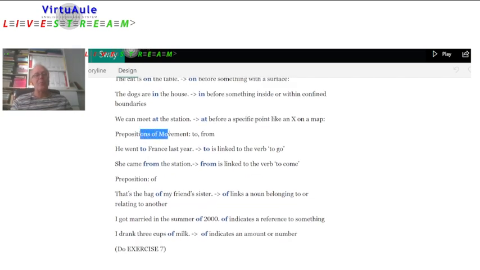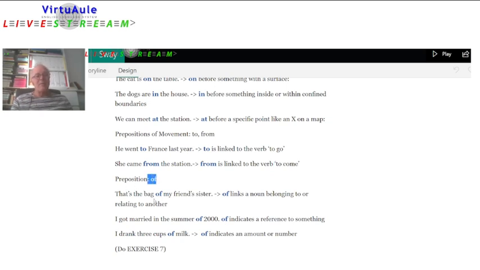All right, prepositions of movement, we go to and from. He went to France last year. To is linked to the verb to go. Whenever you use go, you use to. I go to the supermarket. I went to the supermarket. We go to whenever you're indicating the movement. We came from, she came from the station. This is also linked to the verb come, to come from. Where do you come from? I come from Spain.